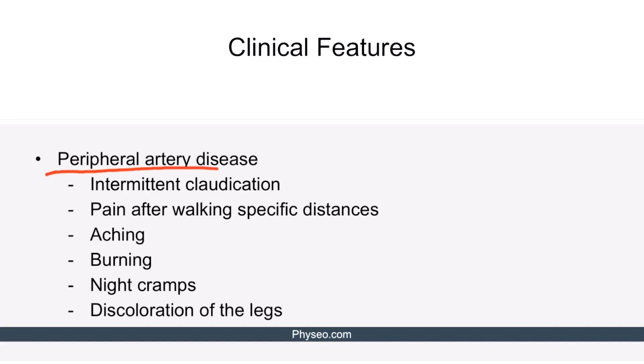Patients with peripheral artery disease typically present with intermittent claudication, or pain in the legs after walking a specific distance. As we mentioned previously, this is due to the inability to meet increased oxygen demand with exertion due to decreased perfusion of the legs. Patients may also develop aching or burning sensations due to nerve ischemia and resultant ischemic neuropathy. Night cramps and discoloration of the legs are signs of a more advanced disease. This happens when perfusion decreases further and tissues are ischemic even at rest.